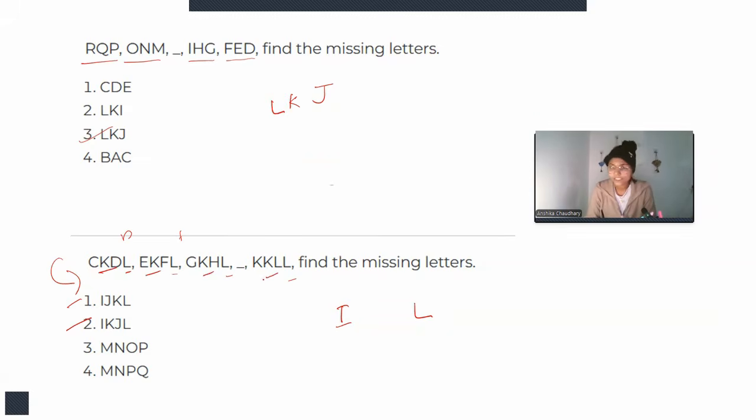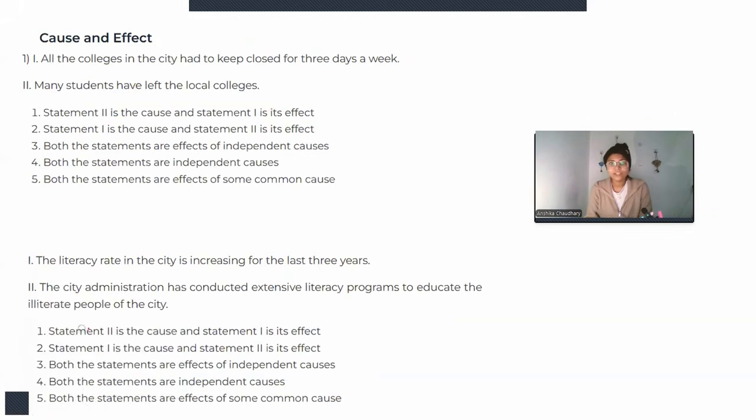K is fixed on the second place. So we will fix K on the second place. So K is fixed here. So I, K, G, L will be the correct answer. I hope it is clear to you. Let's move on to the next question.